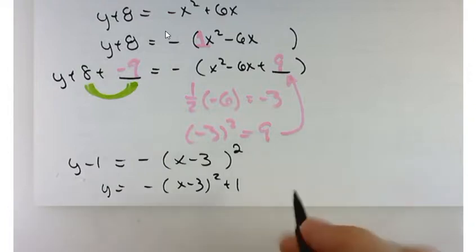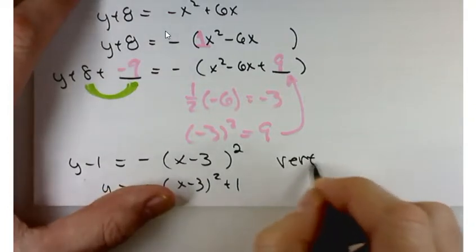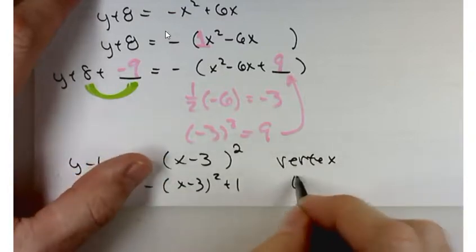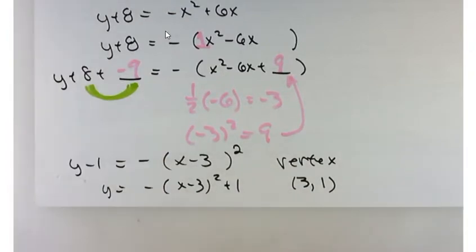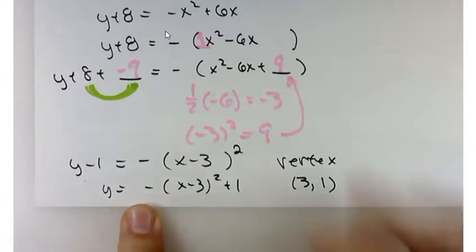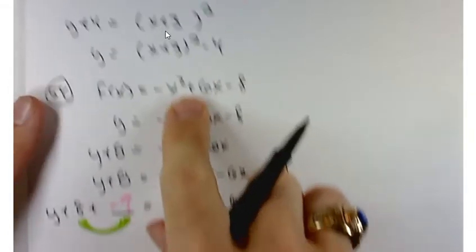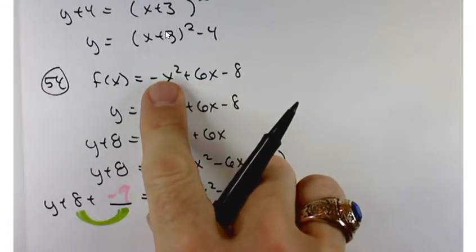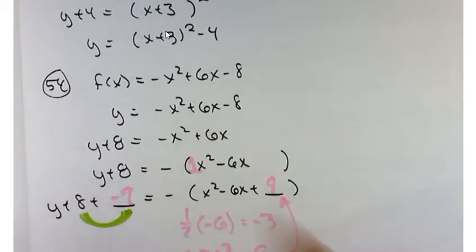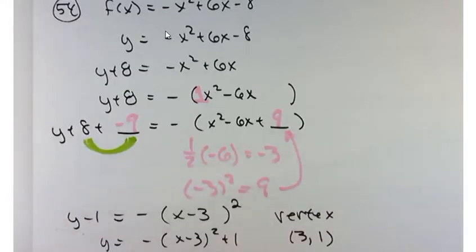What's the vertex of this parabola? Good. 3 and 1. Which way does it open, up or down? Opens down. You can tell that because of the negative. In fact, you can even tell that way back here before we completed the square because you still had that negative right in front of the x squared. So, opens down.